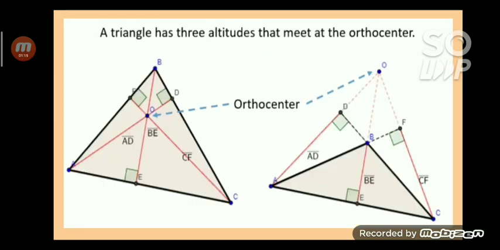A triangle has three altitudes that meet at the orthocenter. Clearly you can see here in the picture the intersecting point of the altitudes of a triangle. That point is called the orthocenter.